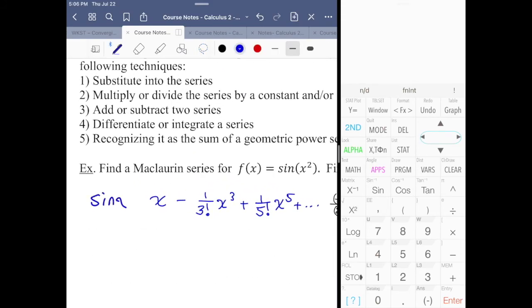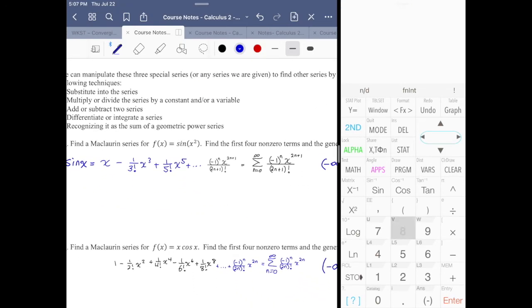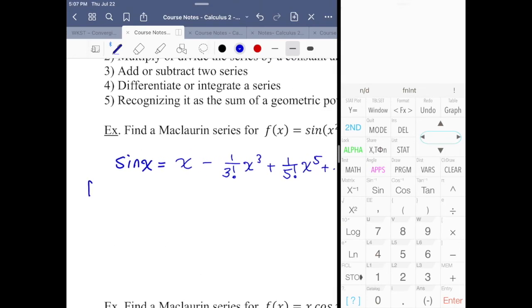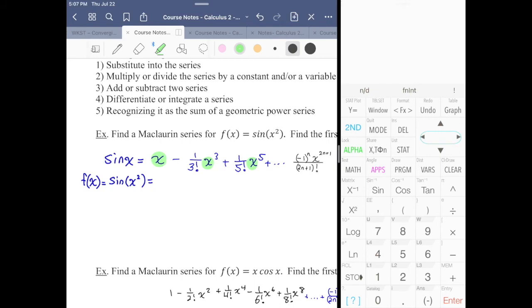All right, so focusing on the first one, we know that we're dealing with the sine of x being equal to this expansion for the interval of negative infinity to infinity. So all that's telling me to do is, if I want f of x equal to sine x squared, everywhere I have an x in my Maclaurin series for sine, I'm going to replace it with an x squared.